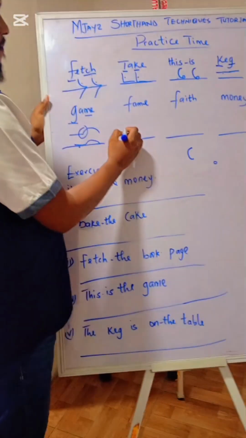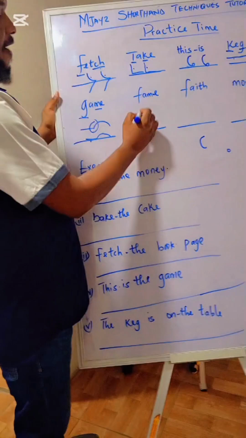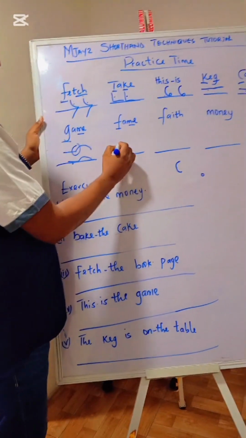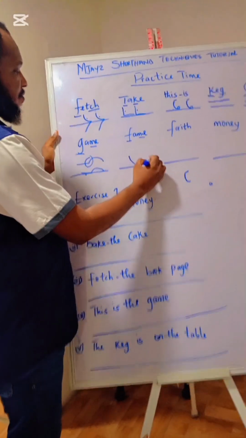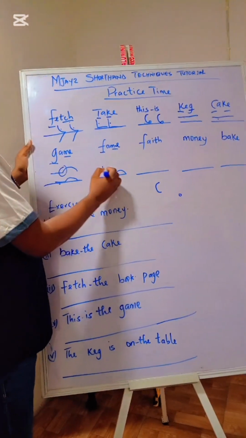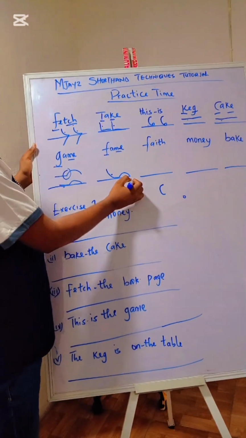Then we have the next, which is fame. Fame is f and m. So you have your F resting on the line, then M goes. That's fame.